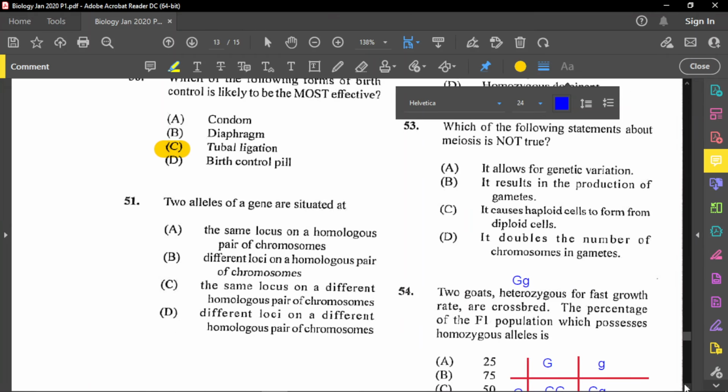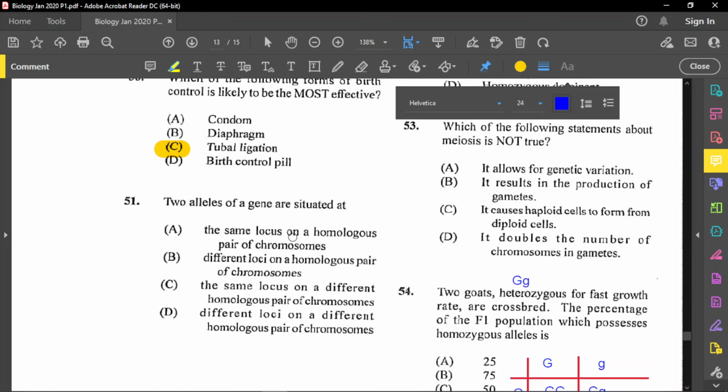Now, 51 is two alleles of genes are situated at where? The same locus. Oh, I just mentioned a question with locus up there. So the same locus, which means the position of the gene on the chromosome. So the same locus on homologous pair, which exactly was shown on that diagram. So let's go back up here. I don't even go any further now. 51 has to be A. Right? 51 has to be A. It's the same exact thing depicted in the question.